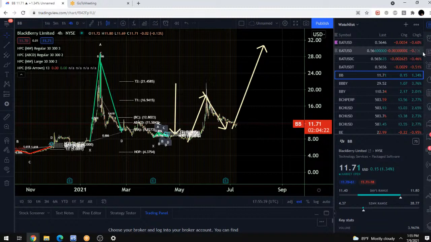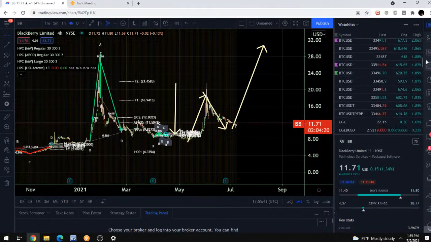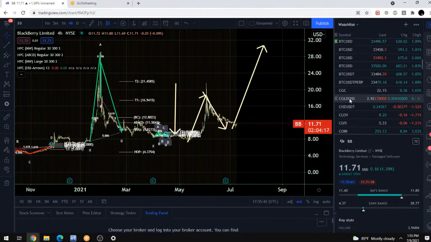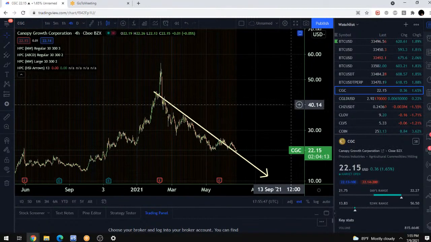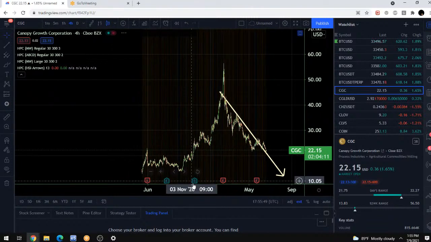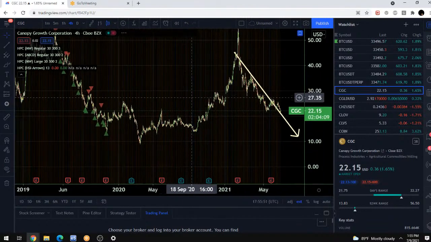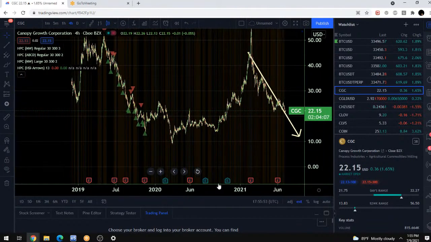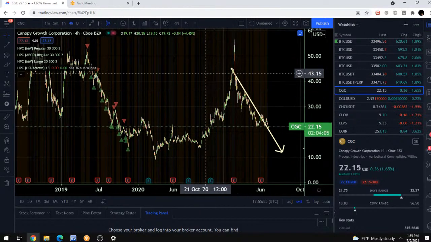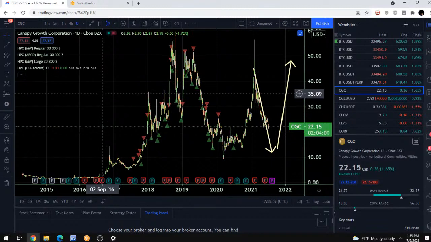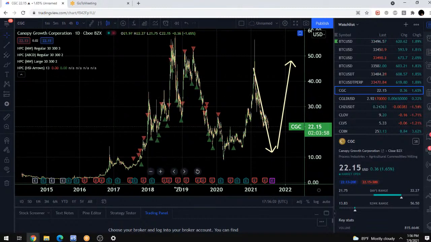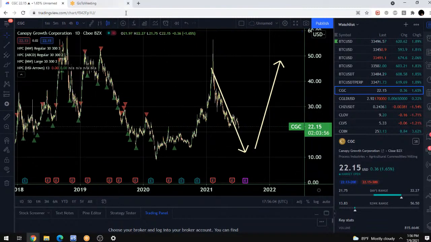We saw that in AMC. Here's another one that's going to come all the way back. It's amazing, but Canopy Growth. And a lot of those cannabis stocks are coming back for the massive type 2s. And Canopy is lower, and the cannabis stocks have not been performing well. So my bet is this just keeps dropping.